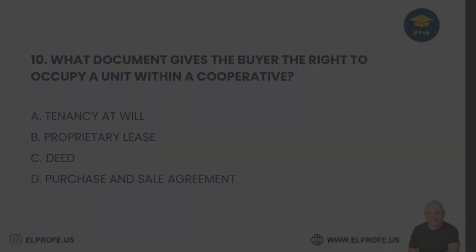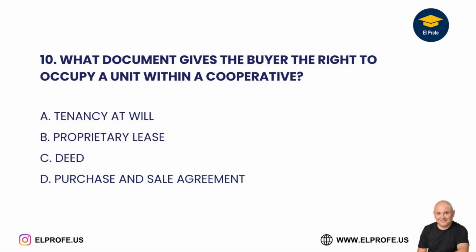Question 10. What document gives the buyer the right to occupy a unit within a cooperative? The key word here is cooperative. The answer is the proprietary lease. That's the document that gives occupancy rights in a co-op.